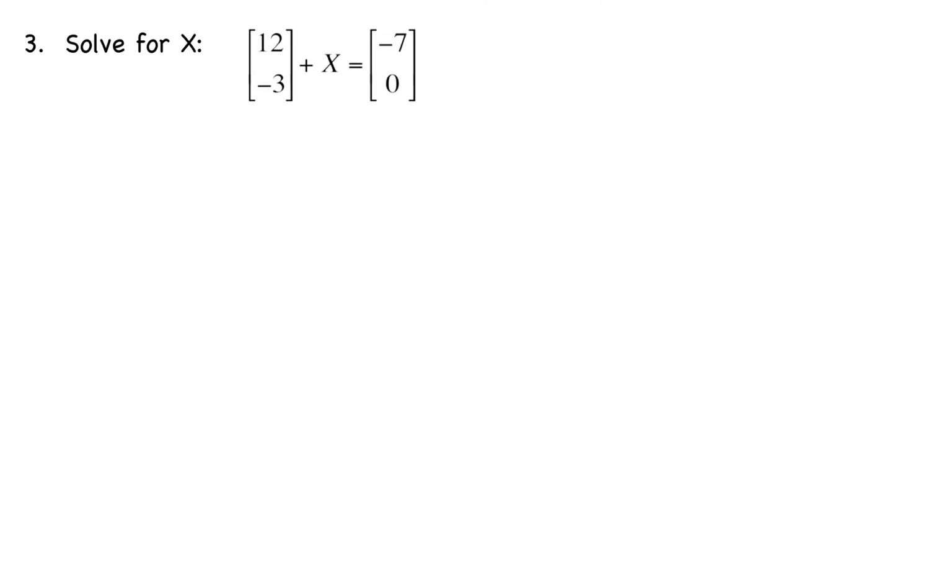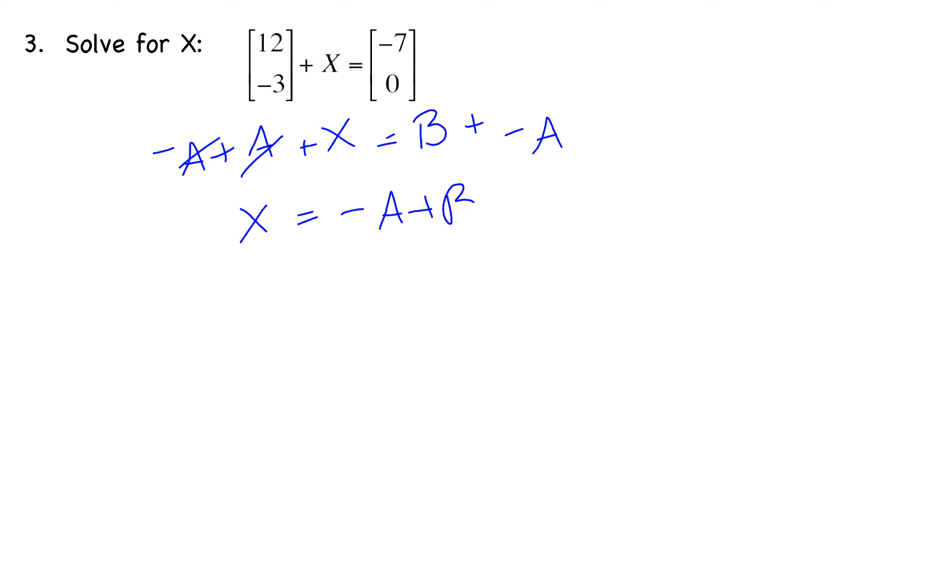To solve for x, let's call this first matrix A. And then we have A plus x equals, and let's call the one on the right B. If we want to get x by itself, what do we have to do? We need to add negative A to this, right? And whatever we do to one side, we have to do to the other. So x equals negative A plus B, right?